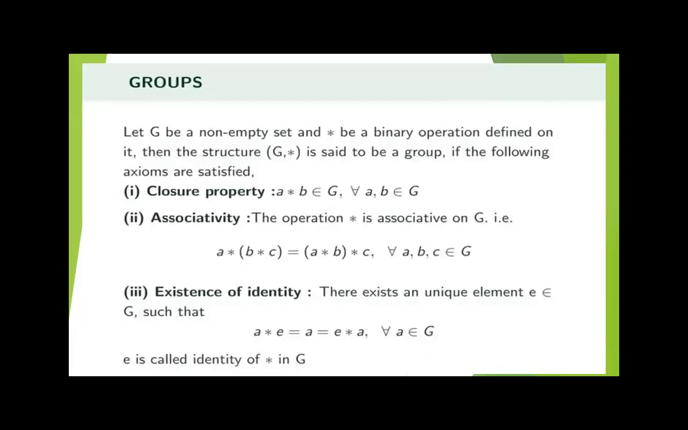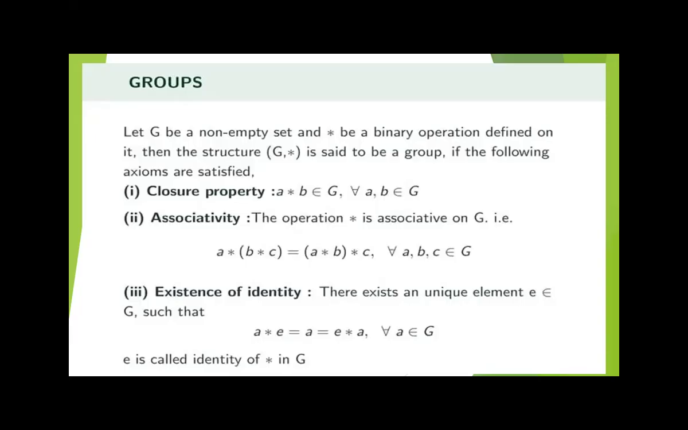The first one is the closure property. The composition of any elements A and B of a group G under the given law results in an element which belongs to group G. Thus, A star B belongs to group G, and B star A also belongs to group G. Here, A and B are both elements in group G.